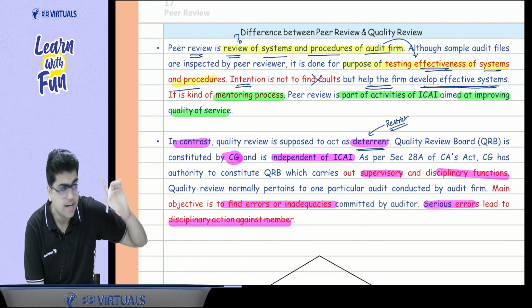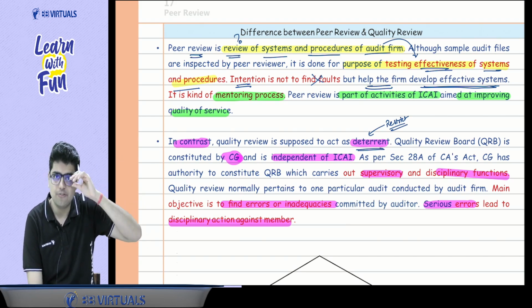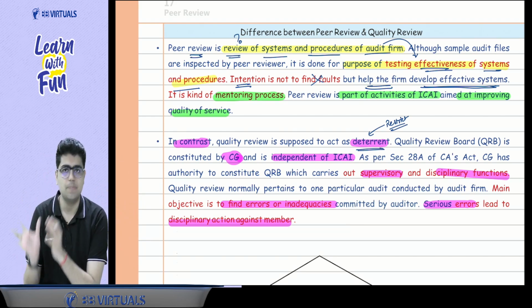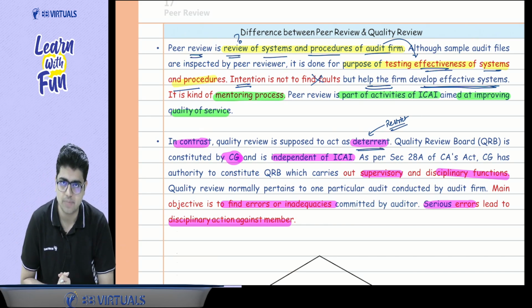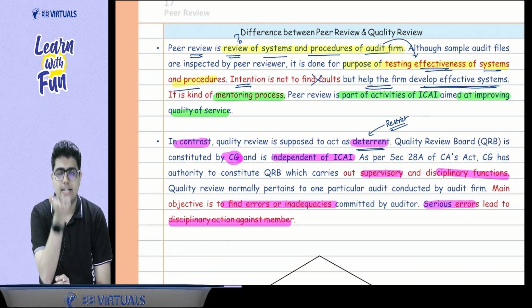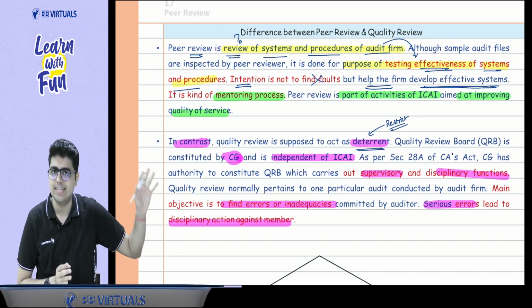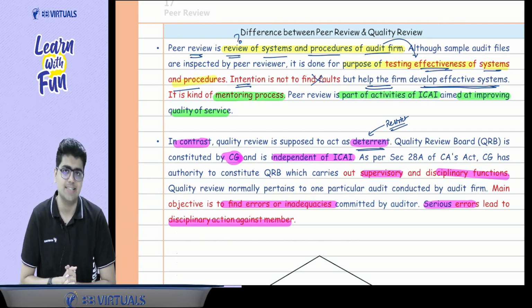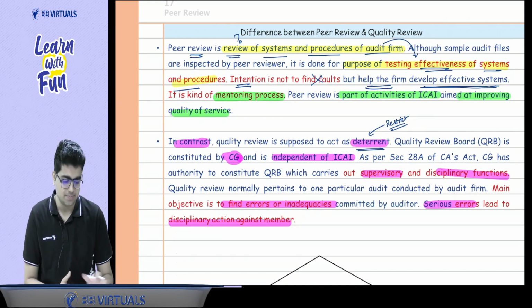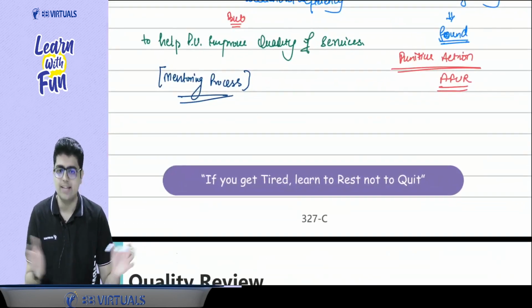It scares. It is creating a fear. Why? Because again, it is not a part of ICAI, it is a part of the central government. Second thing, it is a supervisory and disciplinary function where the main focus is to find out the errors and the inadequacies, and in case any serious errors are found, it will lead to a disciplinary action. So that's all about it, and that's all about this chapter.